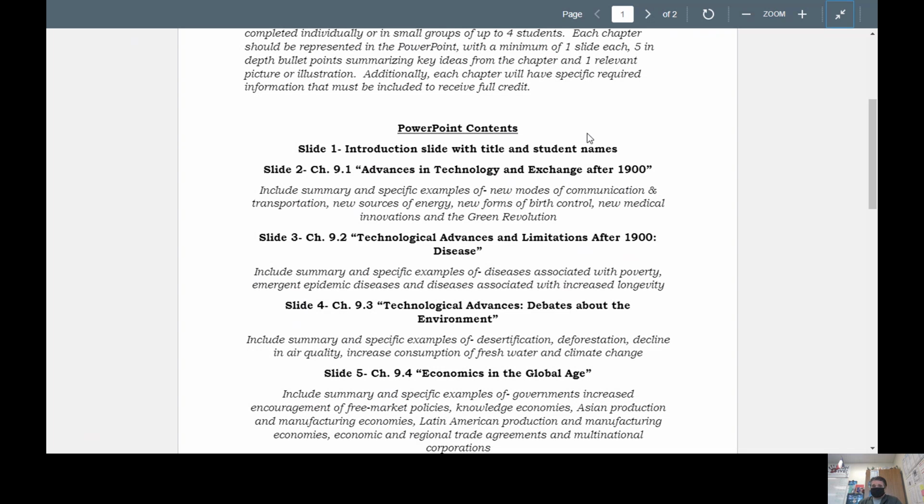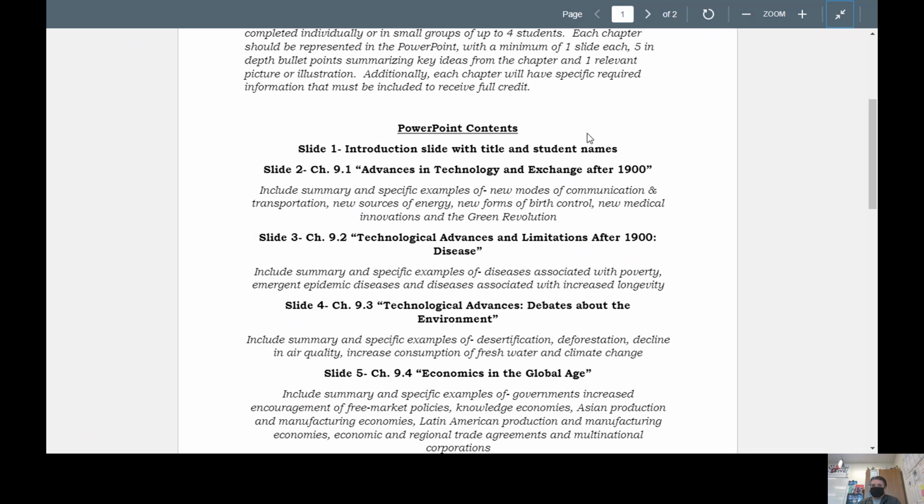Chapter 9.1 talks about the effects of advances in technology, whether it be transportation, communication, even new innovations in agriculture. The Green Revolution is something you definitely want to include in your project, definitely want to include in these notes. That's one of the reasons we have a larger food supply now than we ever had, because we also have a larger population. So that'll kind of talk about that aspect of globalization.